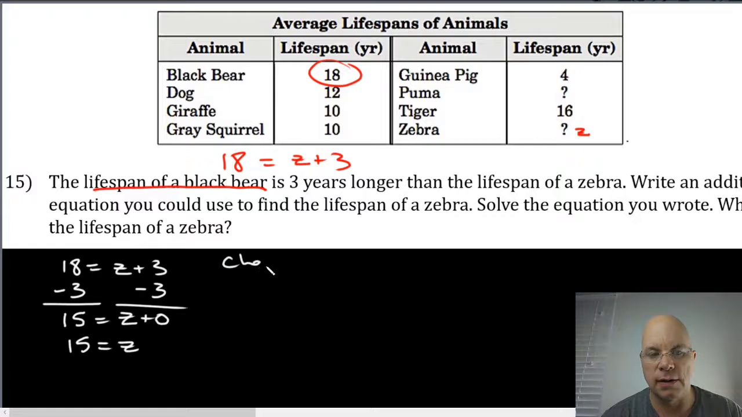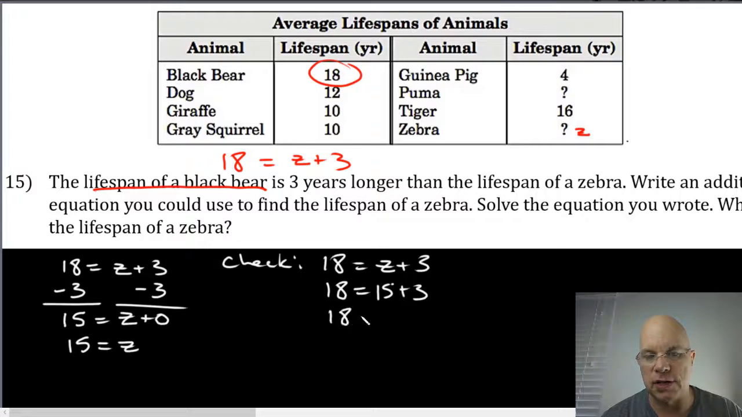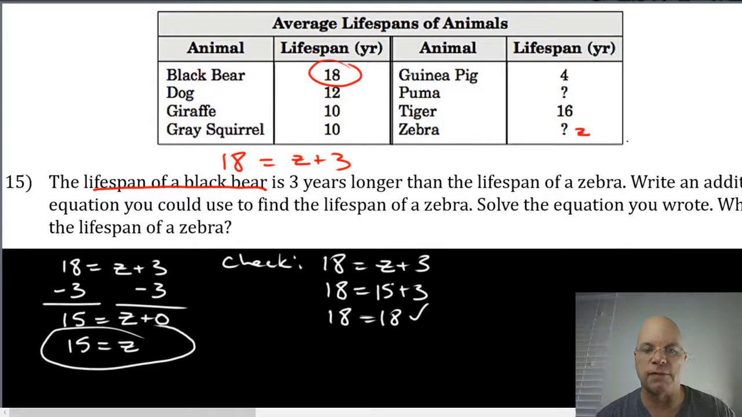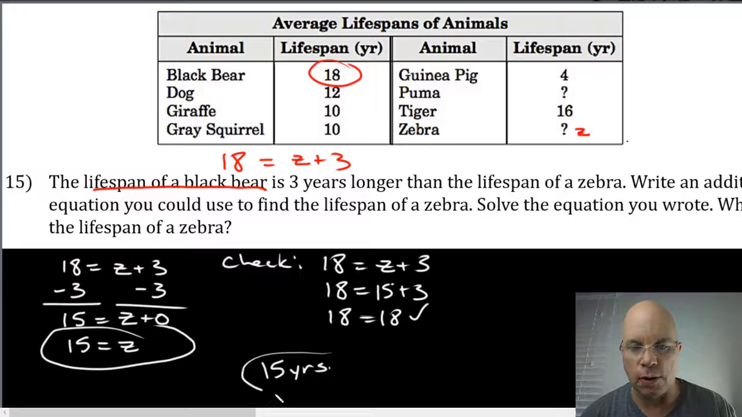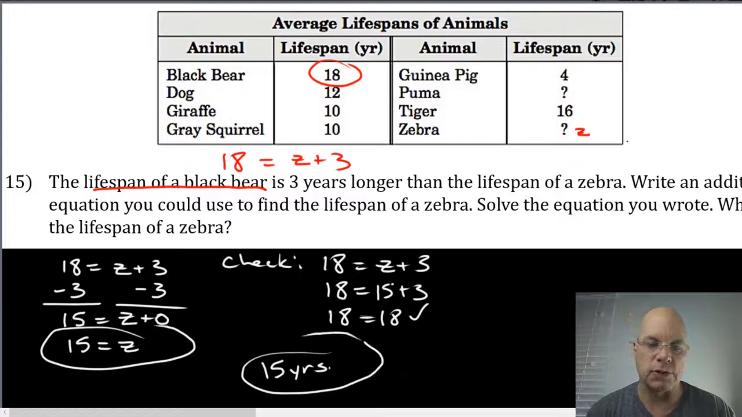We'll check it by writing the original equation, 18 equals z plus 3, and then substituting our value, 15, for z. And 18 does equal 18. So we've checked it with the reflexive property, so 15 is z. So the lifespan of the zebra is 15 years. That really should be the answer I'm circling here, 15 years. Because it's a word problem, we have units, we should include the units.